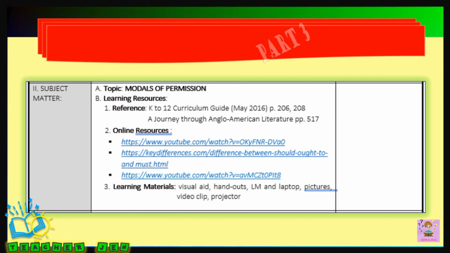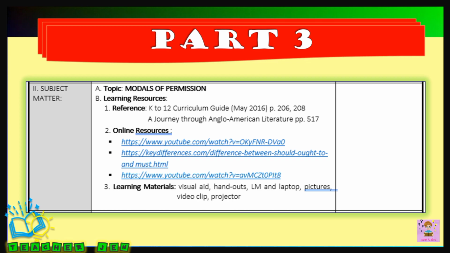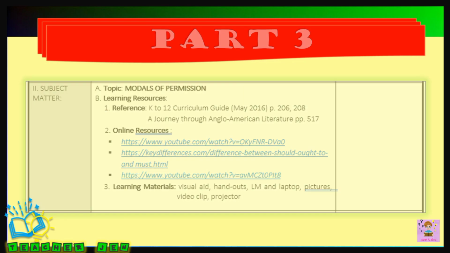This is the third part, which is the subject matter. My topic here is modals of permission. I have indicated here the references including the online resources that I used. Also, I have here the learning materials that are essential in the delivery of the lesson. Although there is no fixed number of learning materials that we must use, let us remember that the goal should be to provide a variety of appropriate and effective resources that support our learning objectives and engagement of the learners.